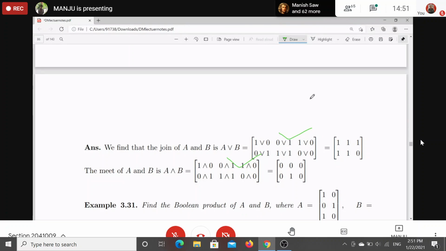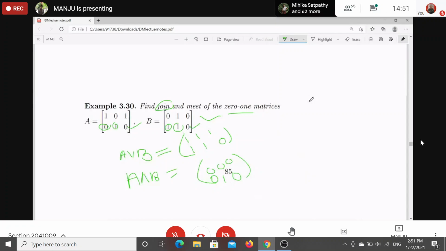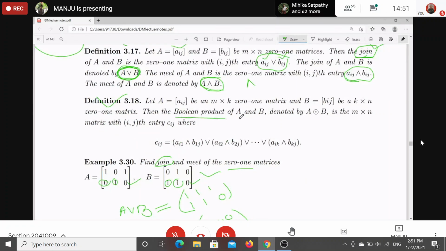Yes, ma'am. So as I discussed about the product also, we can define the Boolean product that is denoted by this symbol. In the normal product A dot B, just replace multiplication with meet, that is conjunction, and addition with disjunction. You will get the Boolean product. And for the Boolean product, the multiplication compatibility is again the same. We have m cross k and k cross n. The number of columns of A should be equal to the number of rows of B.